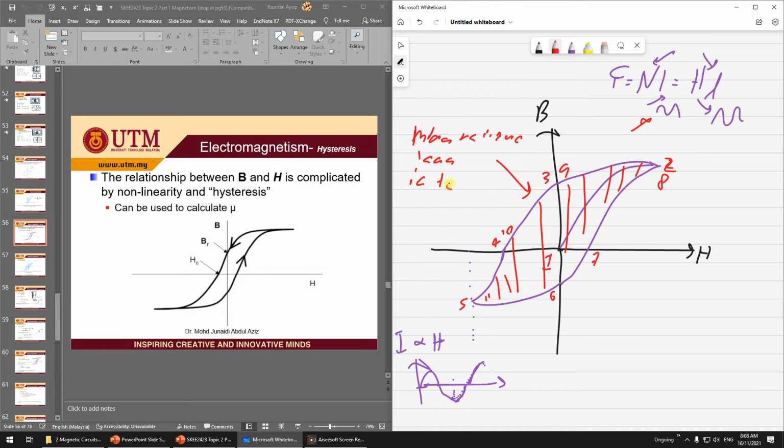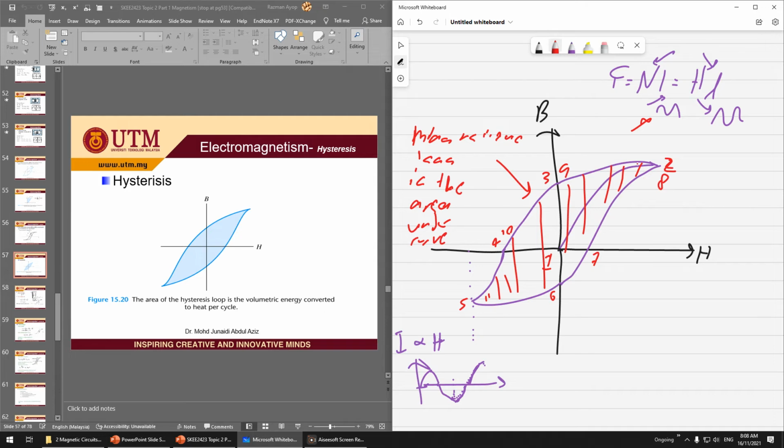is the area under the curve. So if you want to find a very good material for your magnetic circuit, it is better if you choose the one with the small area of curve. So this is hysteresis. The area of the hysteresis loop is volumetric energy converted into heat per cycle. So basically the energy produced inside this area will become heat.